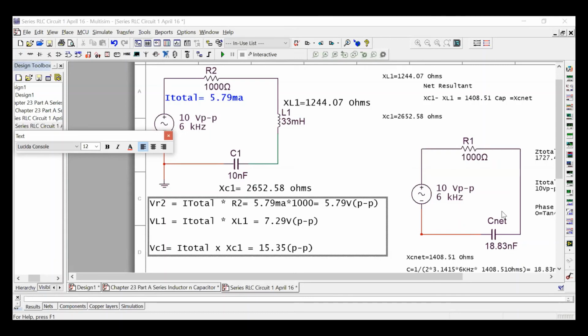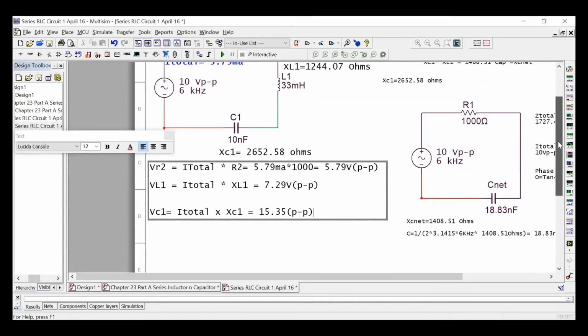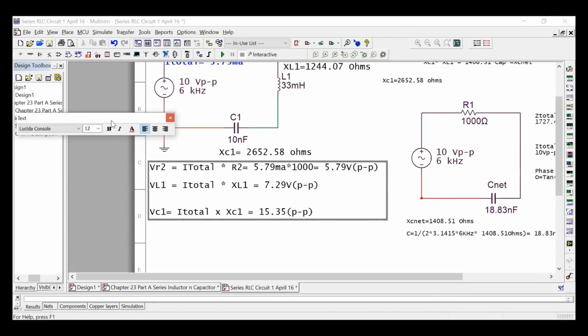9.92. It is correct. Everything's correct. Get a little tired and your brain starts going in the wrong direction. So basically, on this, the numbers aren't correct.